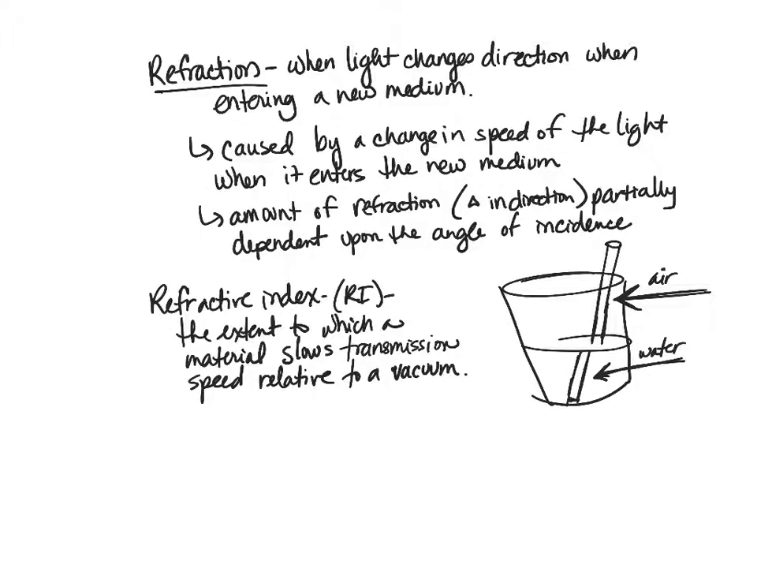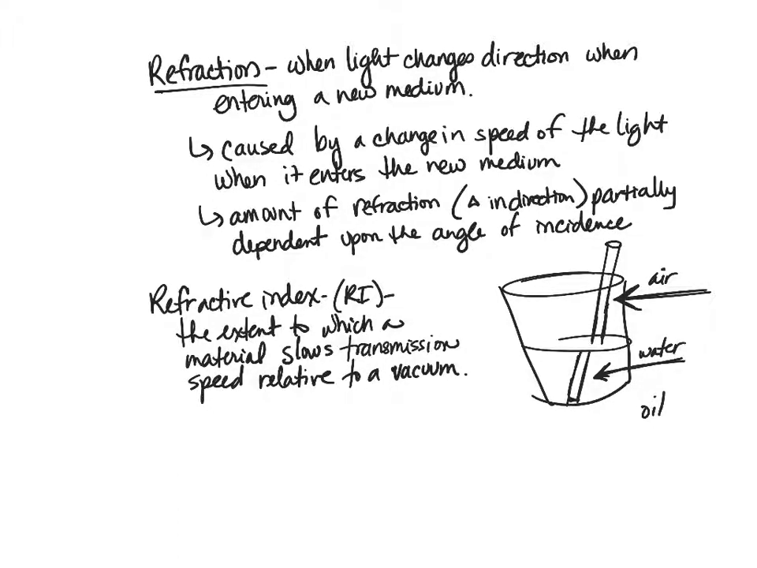shoot light waves through it, it goes a certain speed. Those light waves go a certain speed in a vacuum. Now, if we shoot those same light waves, the same wavelength, in air, it's going to go a different speed. If we shoot it through water, it's going to go a different speed. If we shoot it through oil, it's going to go a different speed. If we shoot it through glass, it goes a different speed.